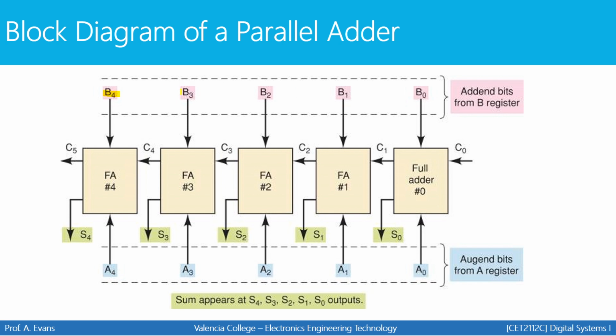Say this number B4, B3, B2, B1, B0. That's input B, which has 5 bits. So if I have an input that has 5 bits, I need 1, 2, 3, 4, 5 adders so that I can add up each of those bits to another input. This is our second input down here.